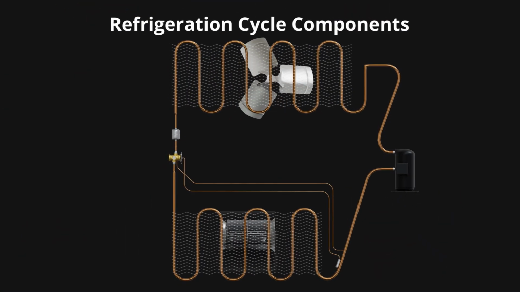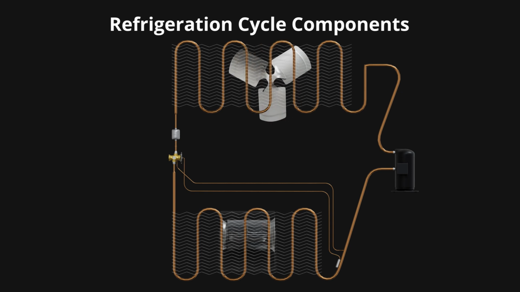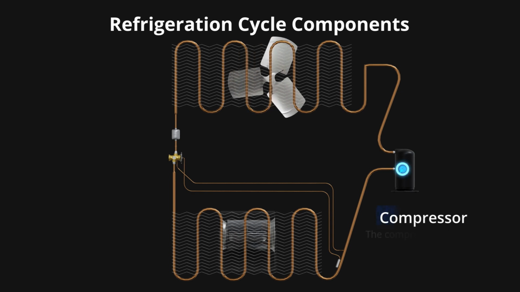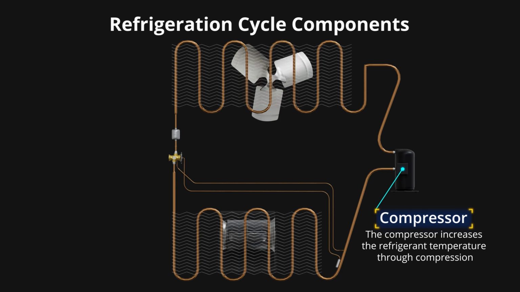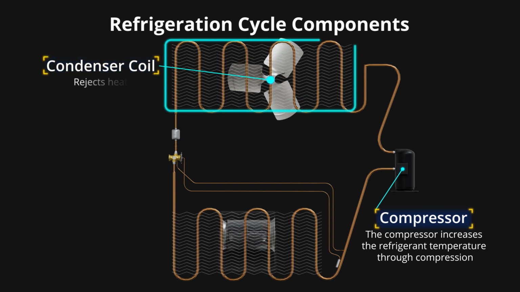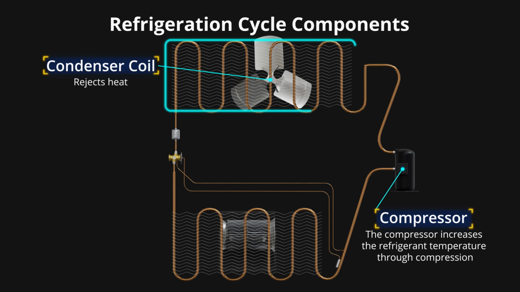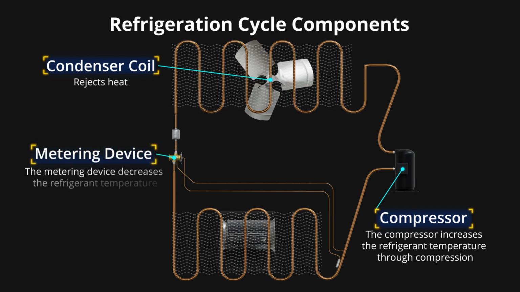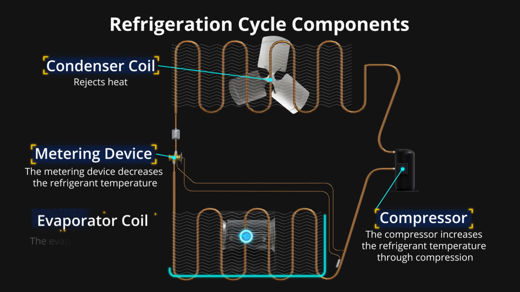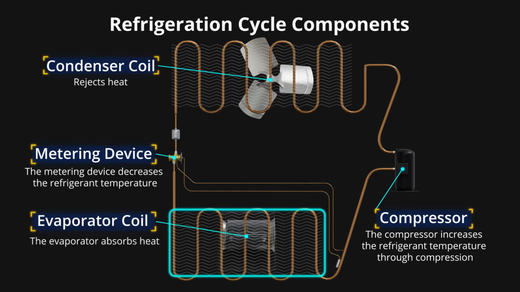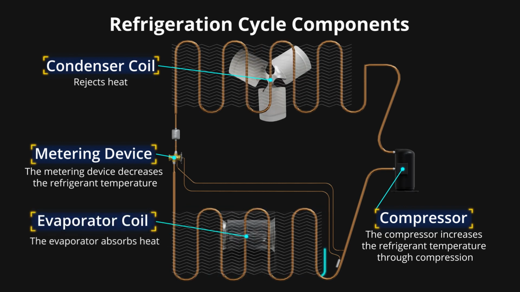Every refrigeration cycle has at least these 4 components. The compressor. The compressor increases the refrigerant temperature through compression. The condenser. The condenser rejects heat. The metering device. The metering device decreases the refrigerant temperature. The evaporator. The evaporator absorbs heat.